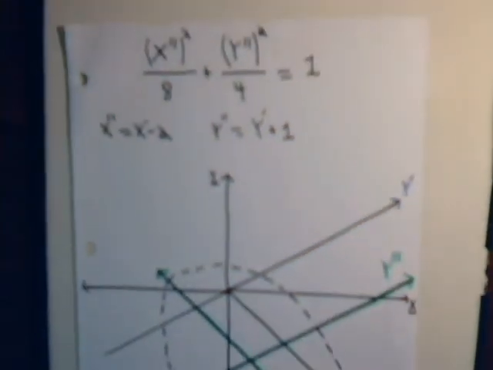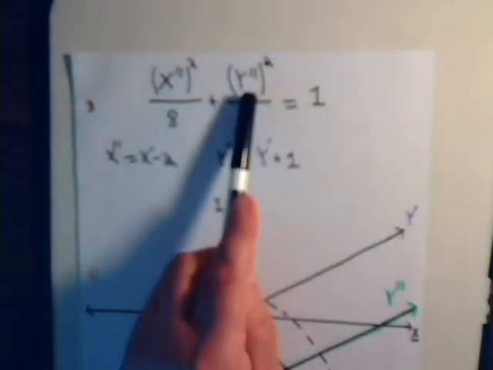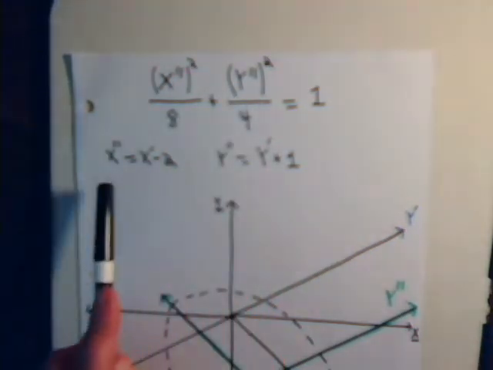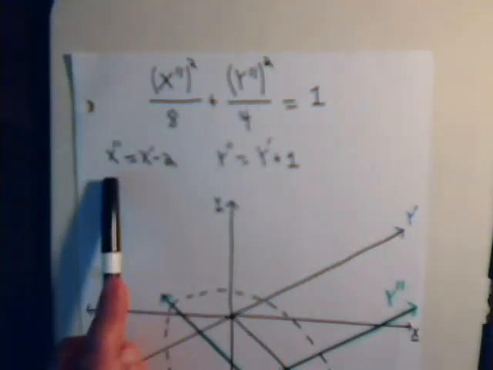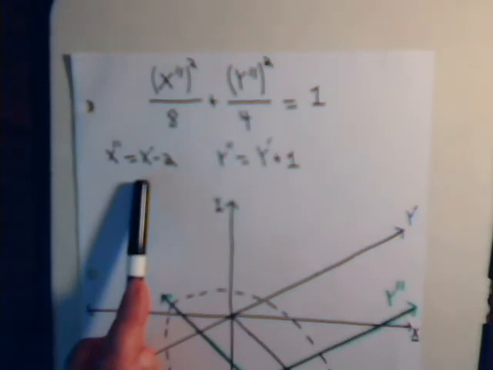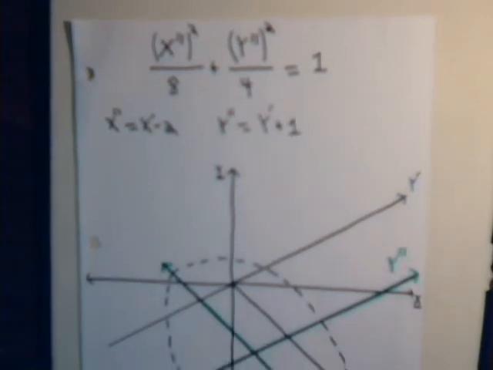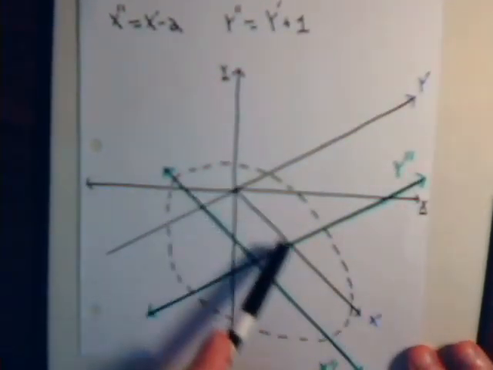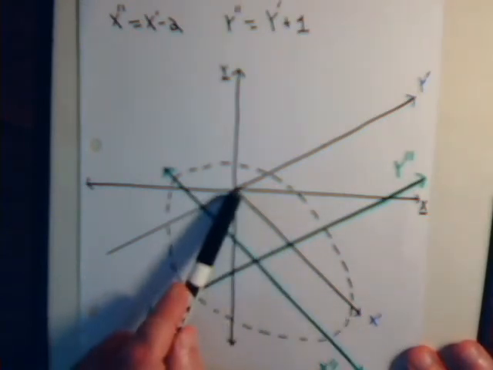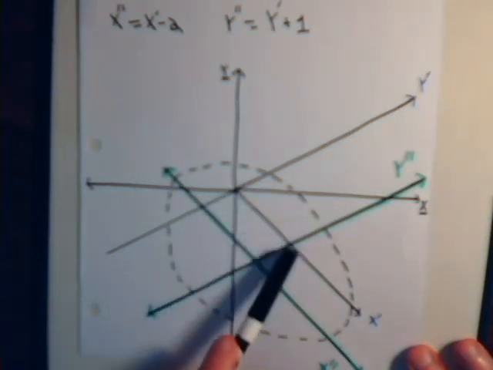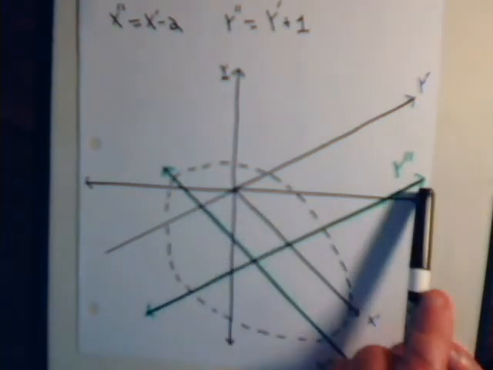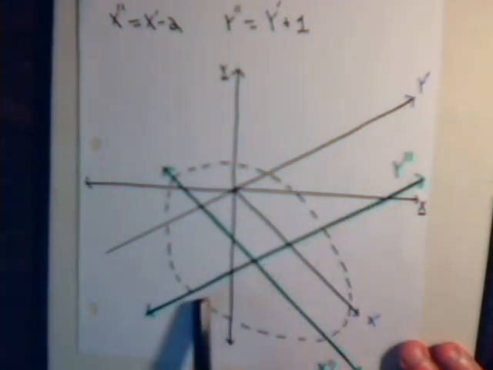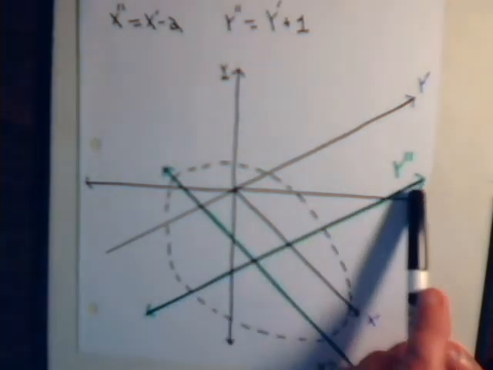Now when we're on the y double prime axis, that will happen when this is always 0, and that happens when x prime equals 2. So here is the x prime axis right here, and now we have to go to where x prime equals 2. 1, 2. It always equals 2, so there's the y double prime axis right here.